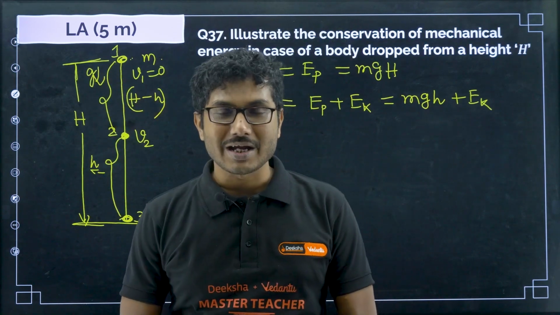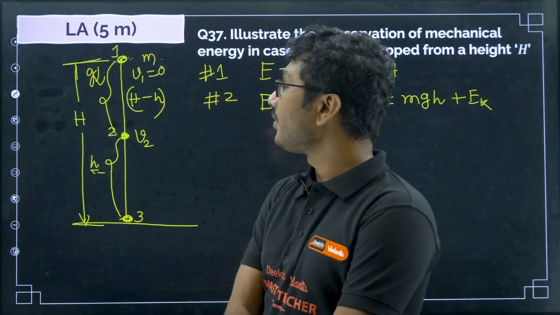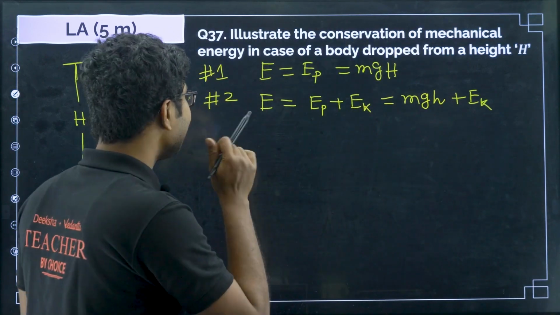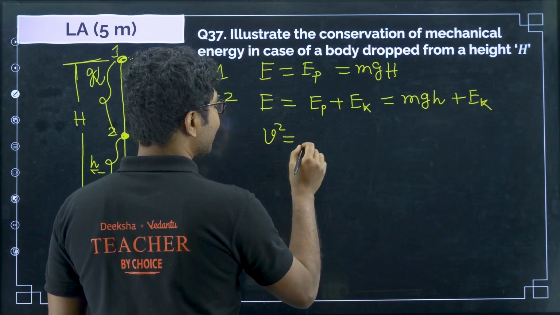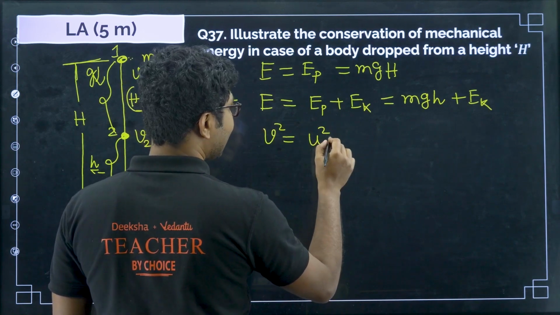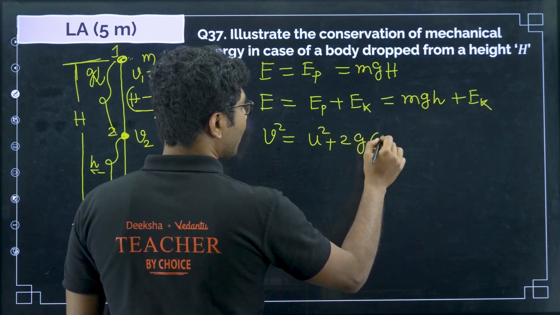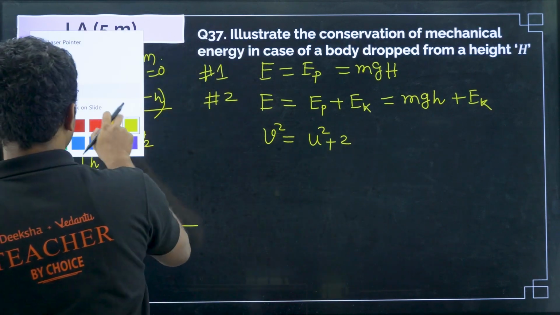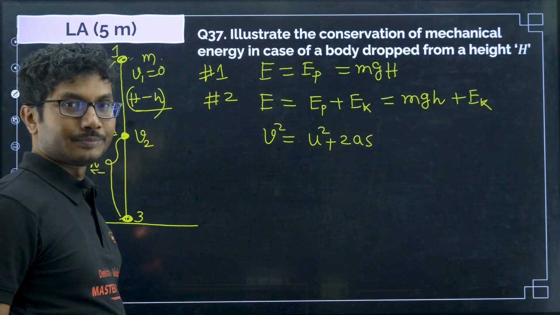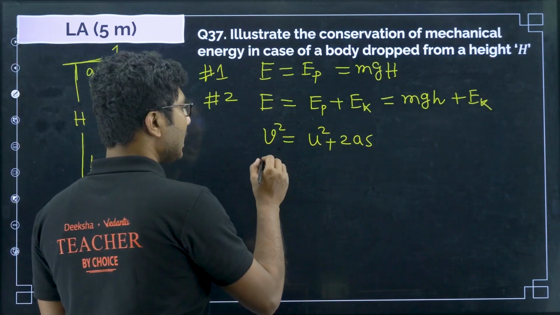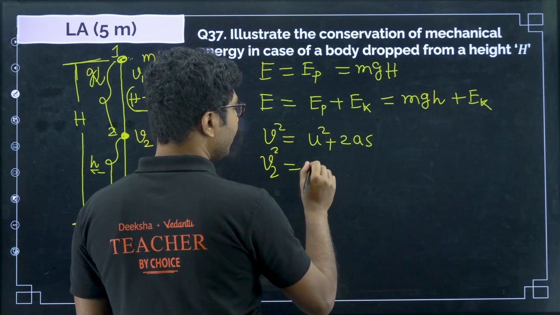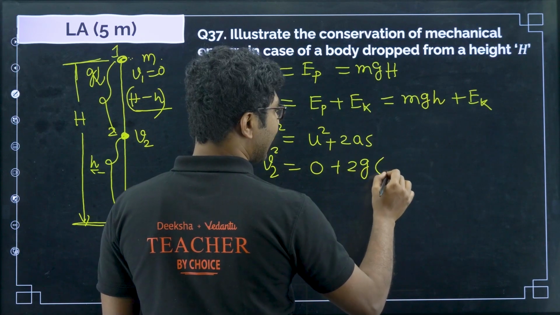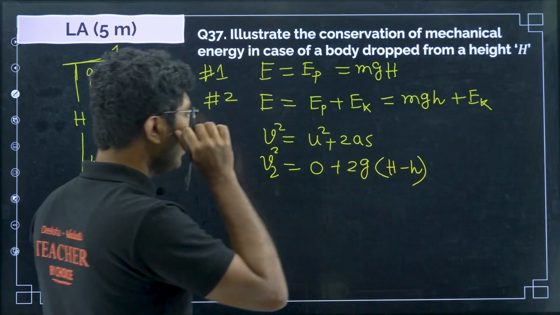The object was moving under the acceleration due to gravity g, and initially it started with 0 velocity. Its displacement is given by capital H minus small h. So what is the velocity? The velocity formula is v square equals u square plus 2as. Let me write it so that you understand which formula I am using. Now in this case, we are trying to find v2. u is 0, plus 2 into g, the gravitational acceleration, and s is capital H minus small h. So this is the formula for v square.